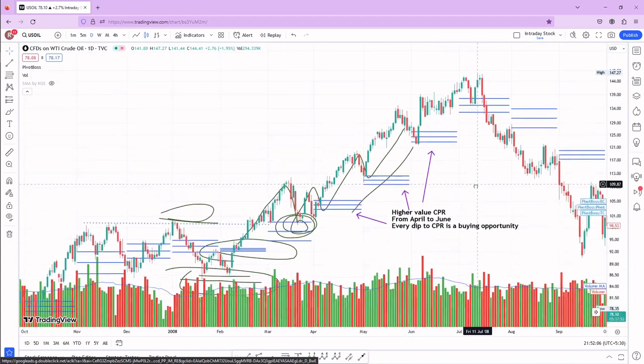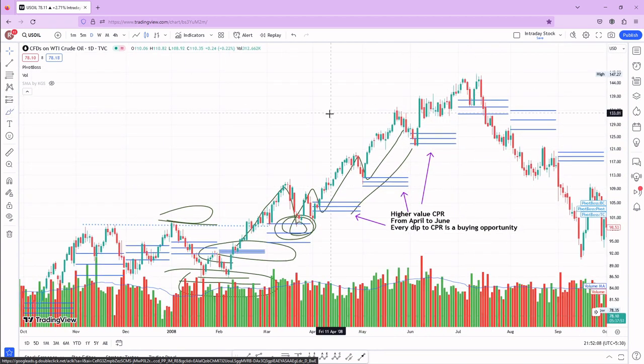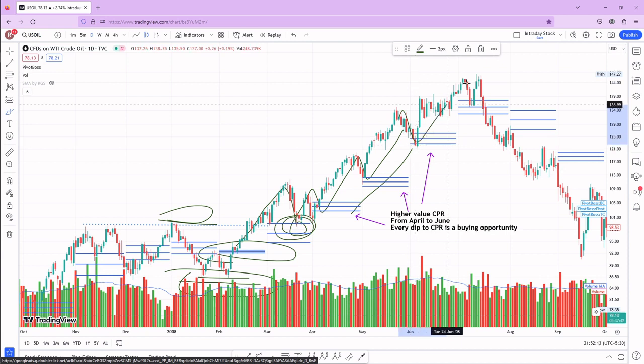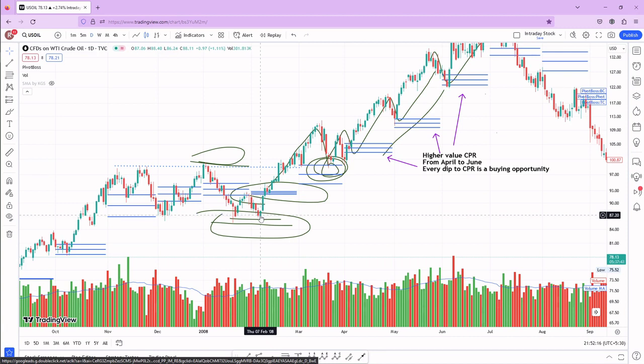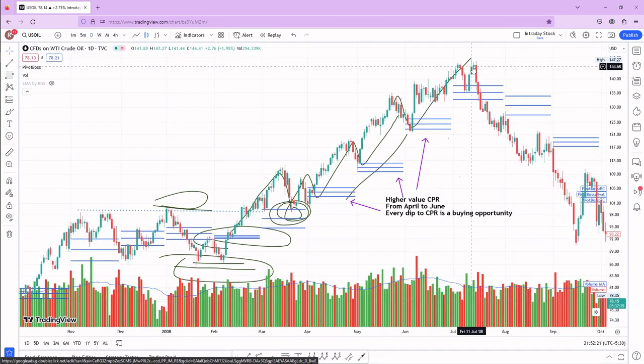And it is not just that case. It also went from here to here. It came to CPR, never closed below the CPR, and then started moving up. So if you see, the low is around $86 and the high is around $148, which is a 60 points move. That is more than a 60 to 75% move that happened in crude oil within 5 months.